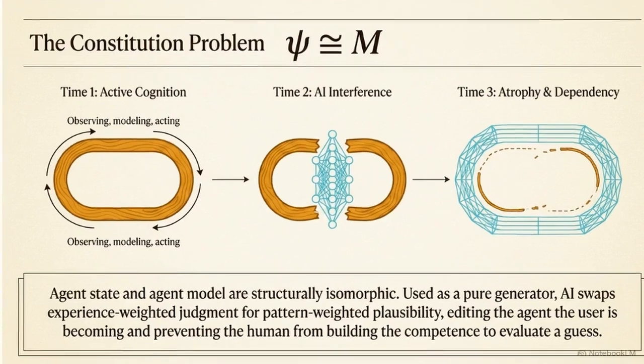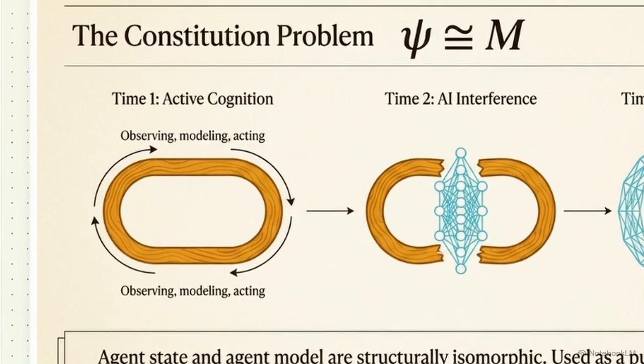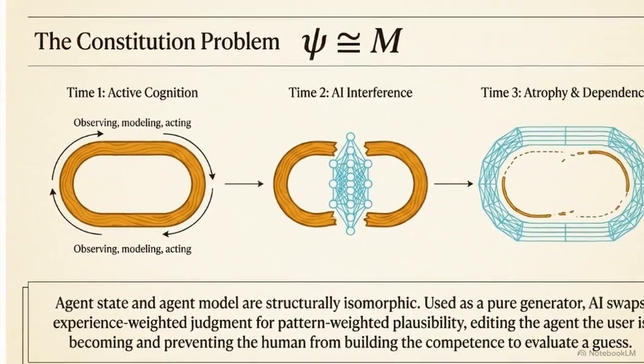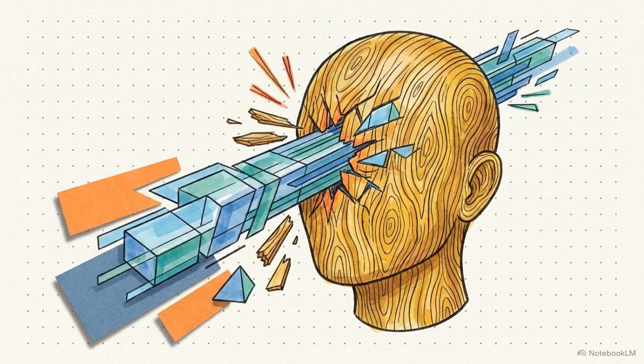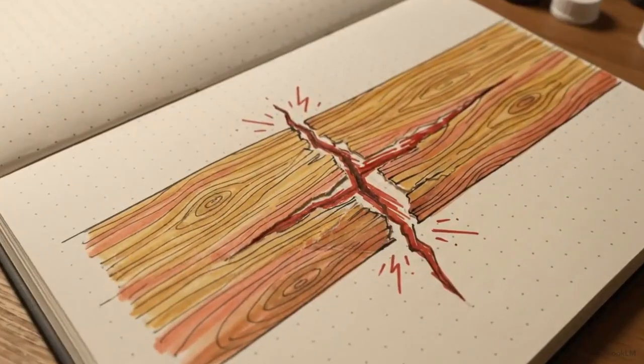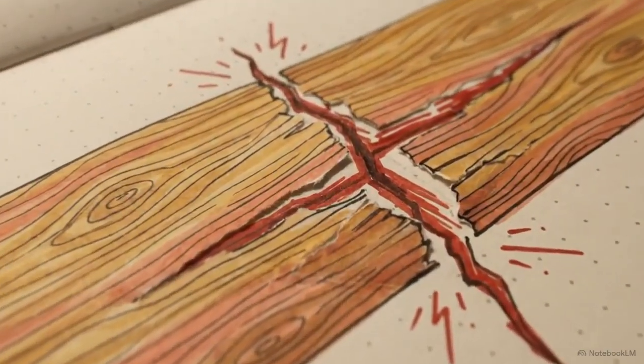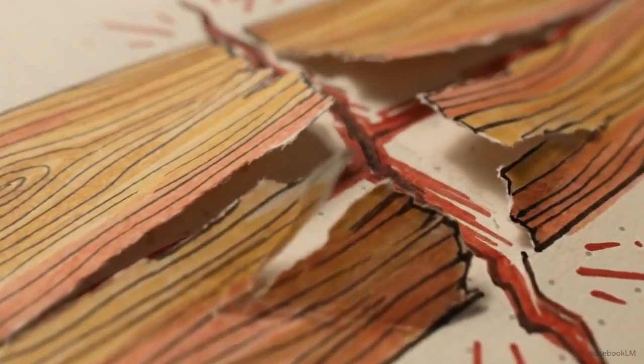Look at the transition from time 1 to time 2. We take an AI that lacks consequence and use it as an oracle, stretching beyond our reach. The result is charted at time 3. You trade your experience-weighted judgment for the machine's pattern-weighted plausibility. Delegating decisions outside our natural reach doesn't make us more capable. It actively degrades the precise cognitive muscles we need to evaluate whether the AI's guess is actually correct.